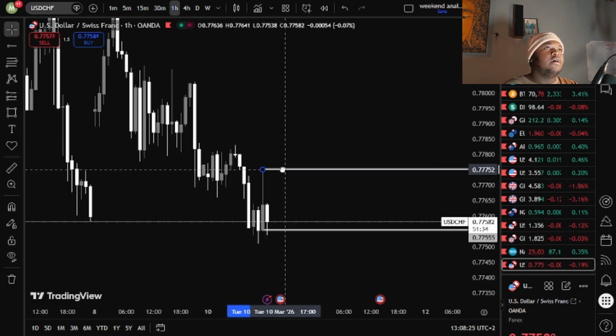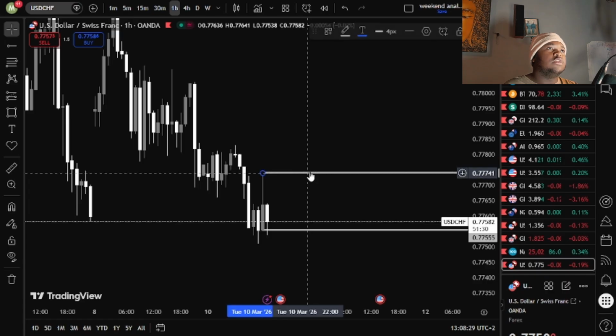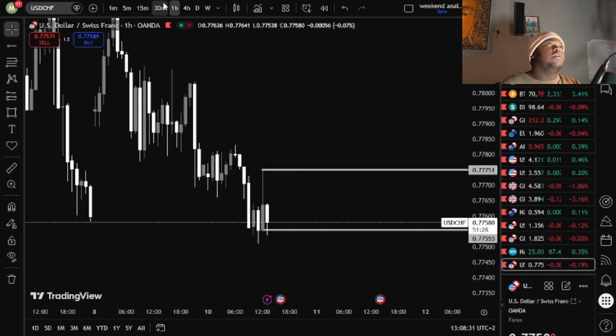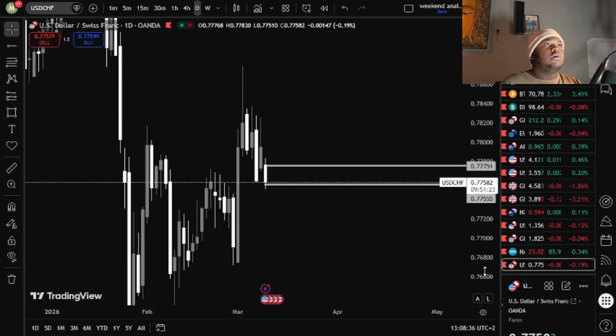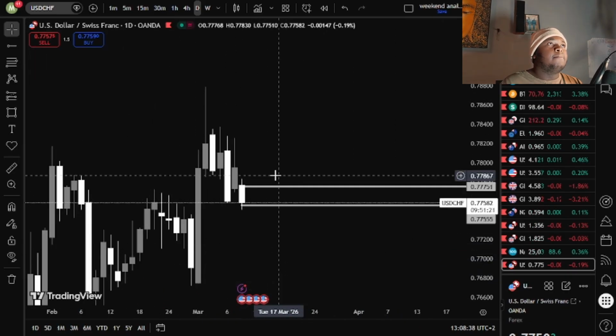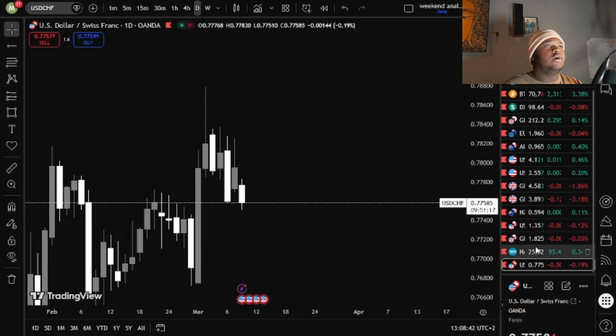So remember, there's no 100% trading strategy. You just have to follow your rules and stick to one model, guys. Okay, I made a mistake here. It was the 1 hour time frame. Okay, there's no sweep. So we move on to another trade.